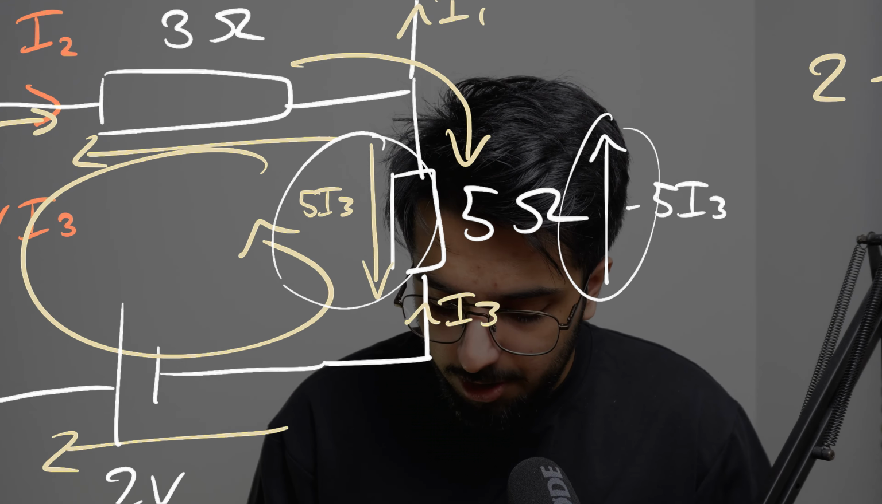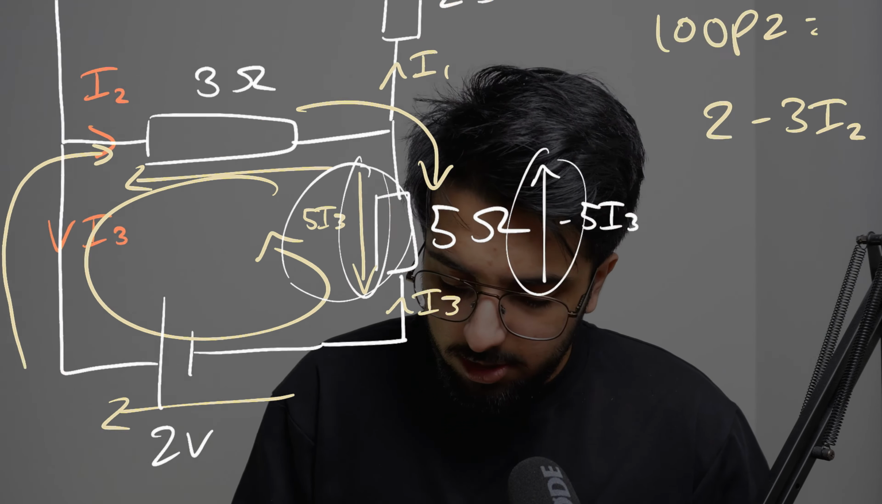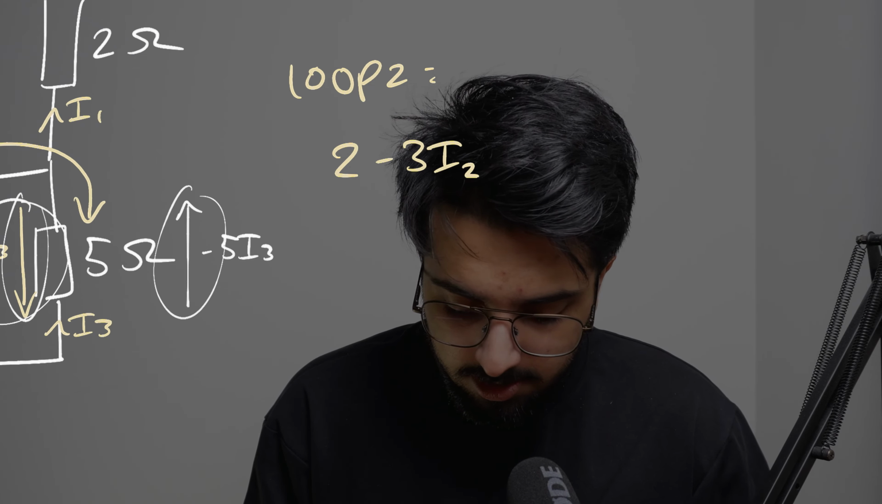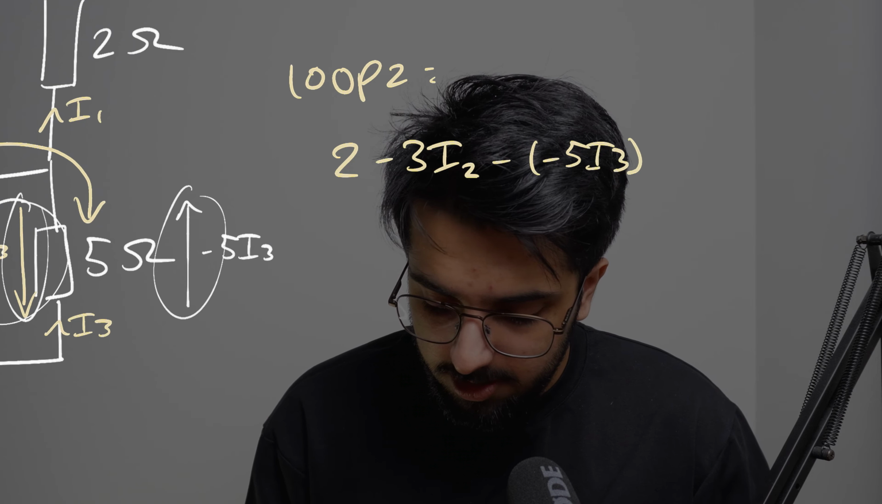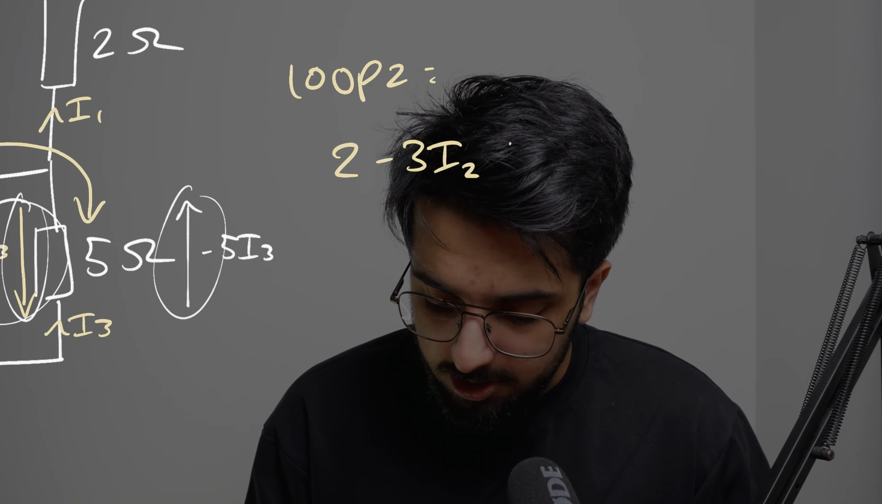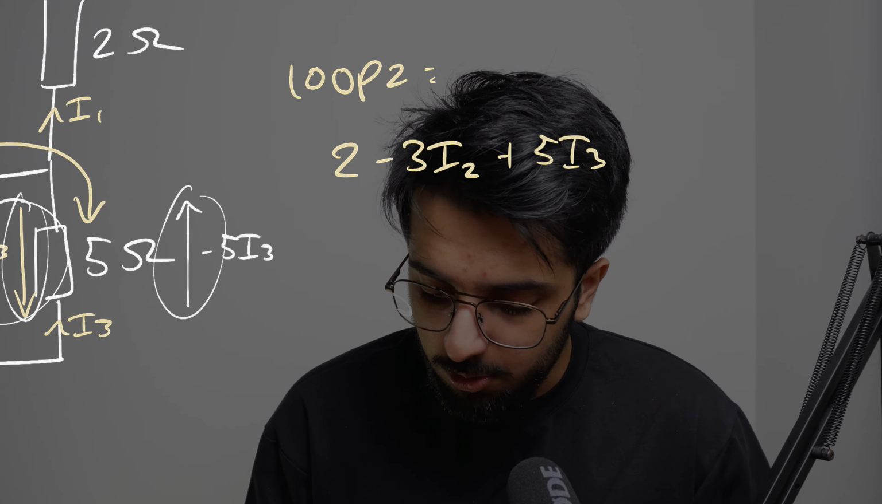Notice how the voltage arrow has now changed direction, okay? And so therefore, we can say that this is minus negative 5I3, and so therefore this is the same as saying plus 5I3. And that's all equal to 0.